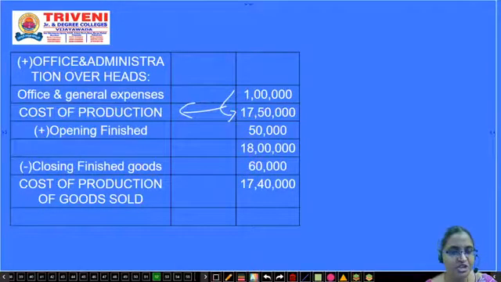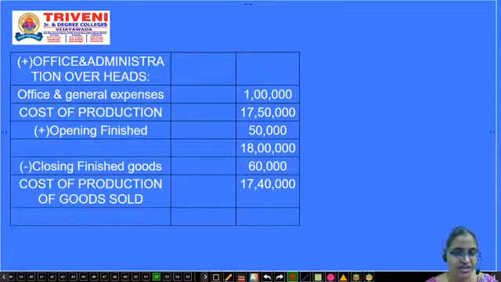Add opening finished goods 50,000. It was given on 1st January, opening finished goods was 50,000. So 17 lakhs 50,000 plus 50,000, you get 18 lakhs. After that, less closing finished goods. In the sum, they gave the stock of finished goods on 31st December, 60,000, so that amount was considered as closing finished goods. So 18 lakhs minus 60,000, now you get 17 lakhs 40,000. It is named the cost of production of goods sold.